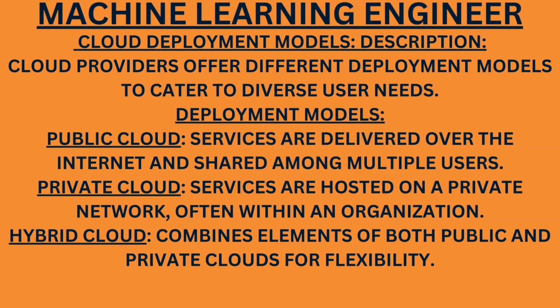Deployment models: public cloud. Services are delivered over the internet and shared among multiple users. Private cloud. Services are hosted on a private network, often within an organization. Hybrid cloud combines elements of both public and private clouds for flexibility.